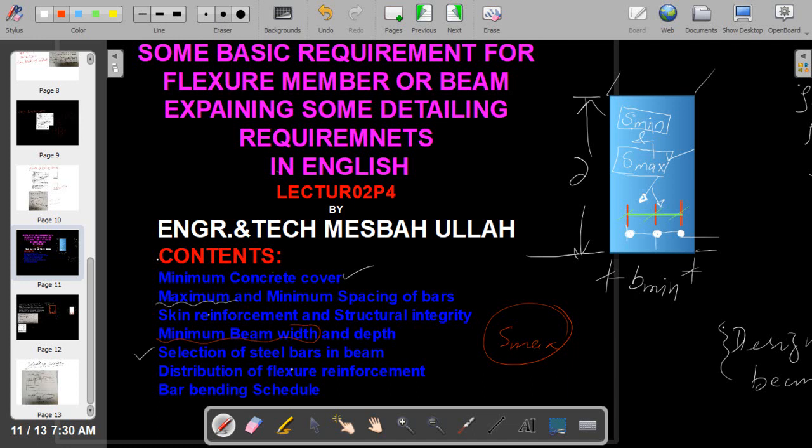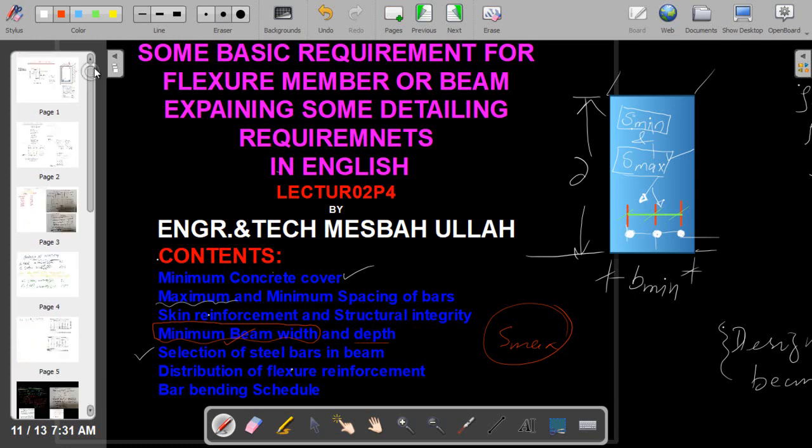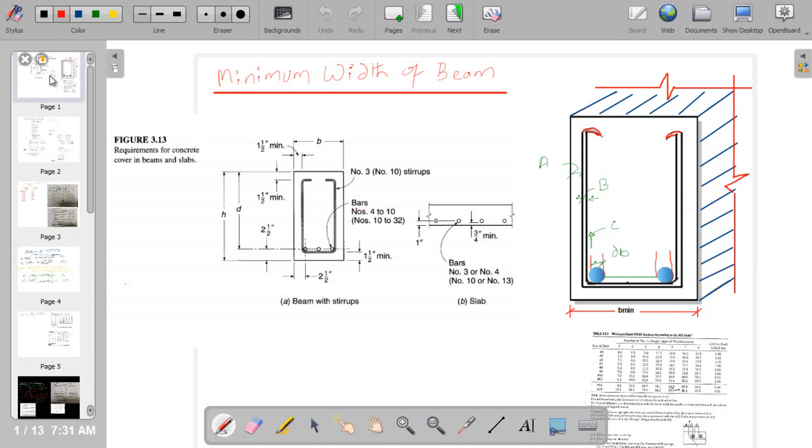This is important: what should be the minimum width of the beam? We will discuss depth in a later lecture, but first we will discuss this topic. In this lecture you will see how we can find out the beam minimum width.